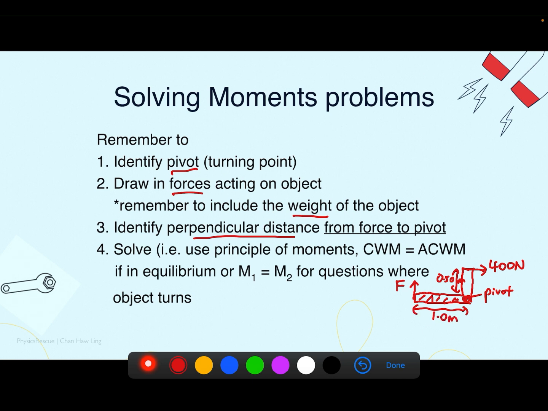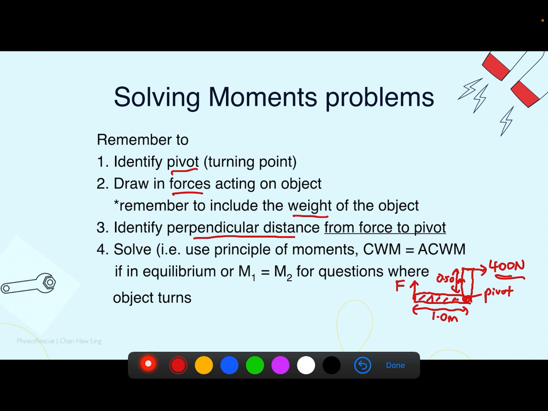All right. So in this case, the 400 Newton force is causing this metal piece to turn clockwise, and as a result, there will be a clockwise moment. And if we want to find F, we cannot write anti-clockwise moment equal to clockwise moment, because both F and the 400 Newton force will cause a clockwise turning moment.